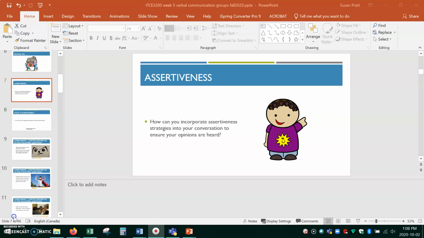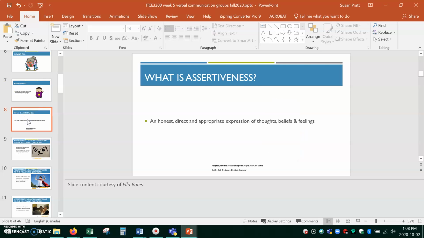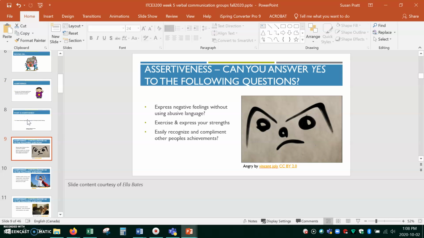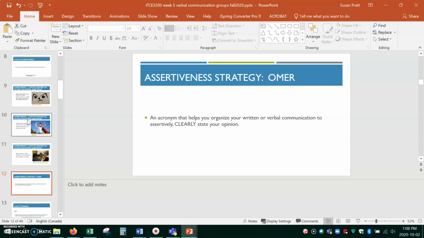So now we're going to talk a little bit about assertiveness. And the first few slides here, I encourage you to pause and read through them. They talk about what is assertiveness and kind of doing a little self-check to see if you are assertive. And then I'm going to share with you a strategy called OMER, which is an acronym, to help you make sure that you can express your opinion, share your point of view, and make sure it gets across either when you're speaking one-on-one with somebody or when you're speaking in a small group and you want to make sure your 2 cents, your point of view is heard.